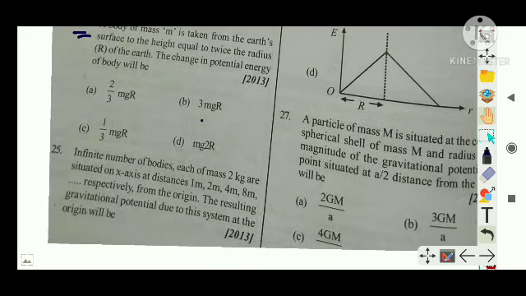25th question. Infinite number of bodies, each of mass 2 kg, are situated on the x-axis at distances 1 meter, 2 meter, 4 meter, 8 meter respectively from the origin. The resulting gravitational potential due to the system at the origin is. See, this is something which you learn in maths, that is known as geometrical progression. So before that, I will tell you what the question is.